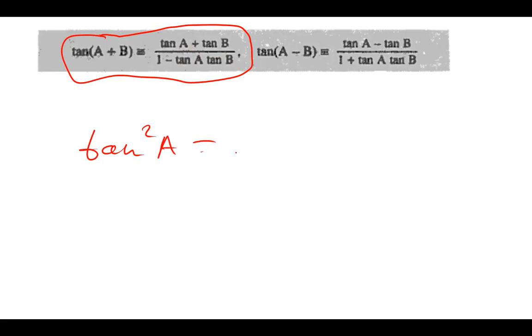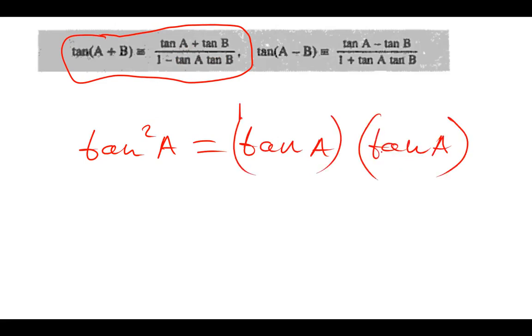So tan squared A is simply just the same as tan A times tan A. You can't write it as tan squared A, you can write it as tan A squared, it's still the same. So this is just the angle, then tan is the trig ratio. So you put the squared here, not on A.